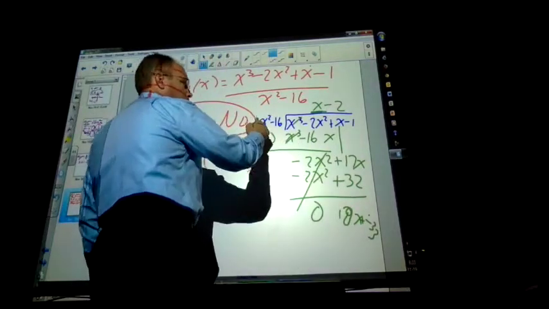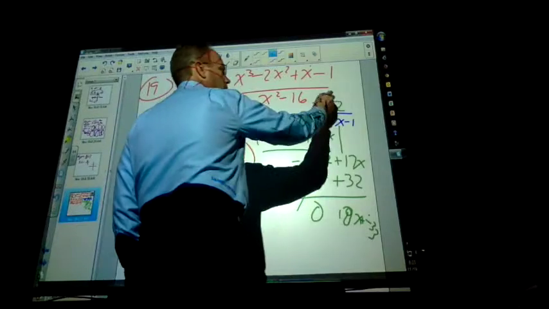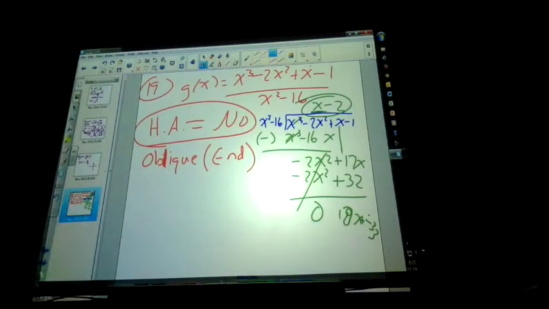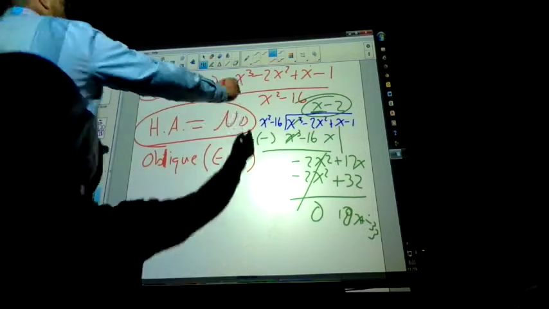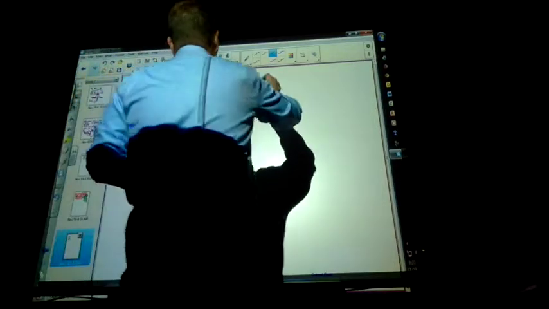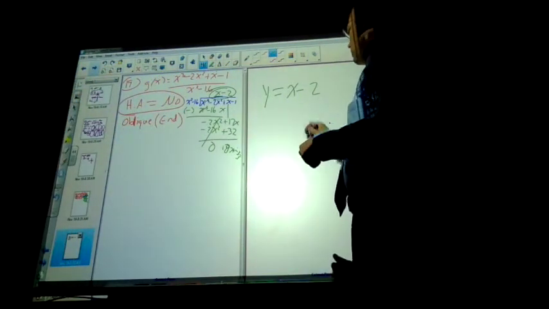Is there anything I can multiply times x squared to get to x? I'm not worried about the remainder. This is my end behavior asymptote. What kind of graph would x minus 2 look like if I graphed it? A line, straight line, good. So, just to give you a picture of what's going on with the end behavior, y equals x minus 2 is the end behavior asymptote.